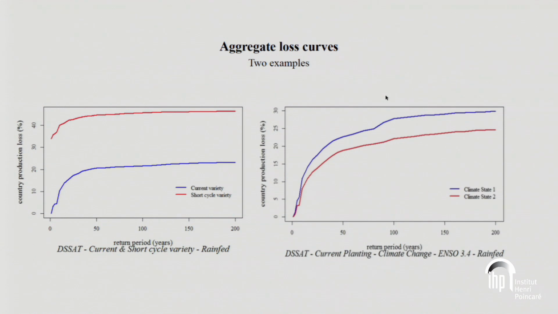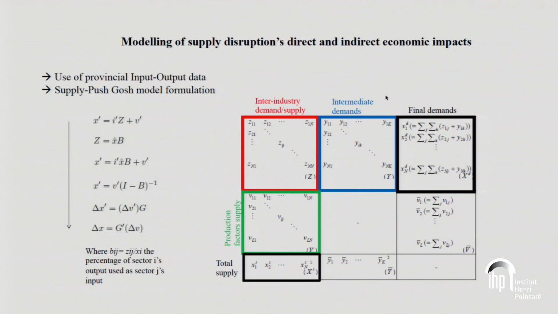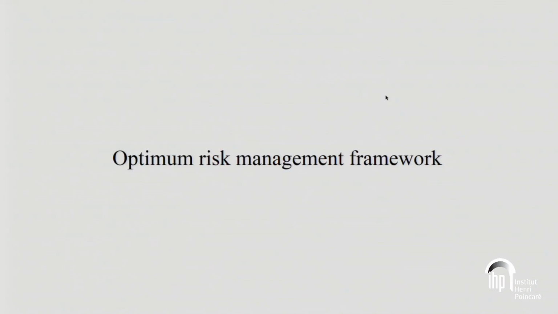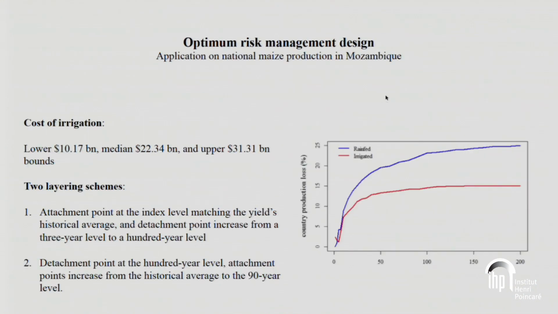These loss functions are used as an input variable in an economic model to disrupt the supply in an economic system, and therefore assess how much loss in the whole economy we are going to have if we have a 1 in 150 years event, for instance, in a given technological scenario. Here red is irrigation, black is business as usual, and yellow is where you put a crop variety that is not adapted to that region. So I'm going to skip that part.